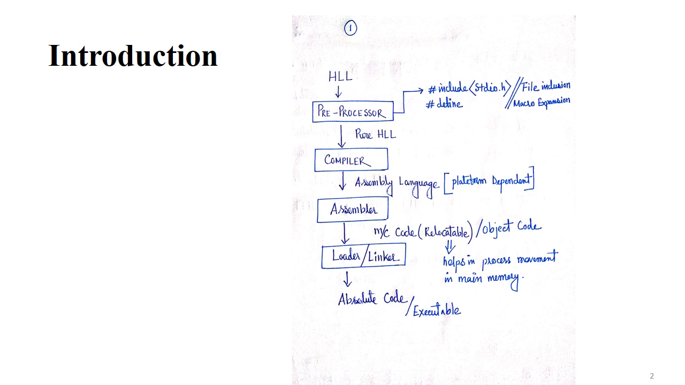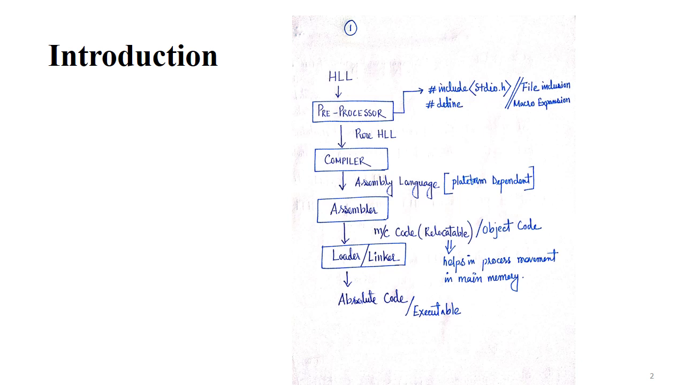So in this slide, we will see how a high-level language is converted to absolute code, or you can say executable code. HLL, capital HLL, means here a high-level language. That is the input of the preprocessor stage. That means the preprocessor stage always takes input from high-level language and converts it to pure high-level language. So the question comes, what is pure high-level language? Or you can ask me, what is the difference between high-level language and pure high-level language?